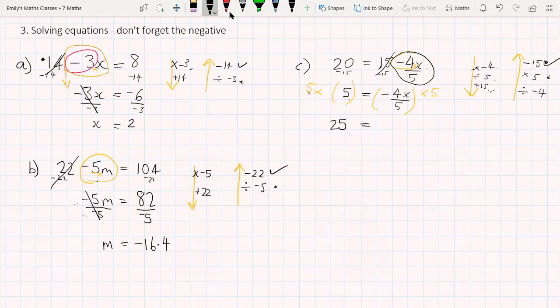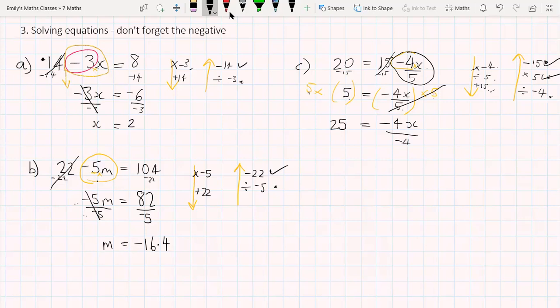And what have I got here? I've got a 5 on top and a 5 on the bottom. It's like a fraction. Top and bottom of both 5s, they cancel out. I'm left with minus 4x. So I've done that. I've times both sides by 5. Then the last thing I need to do is this thing here, which is minus 4 to both, sorry, divide by minus 4 on both sides.